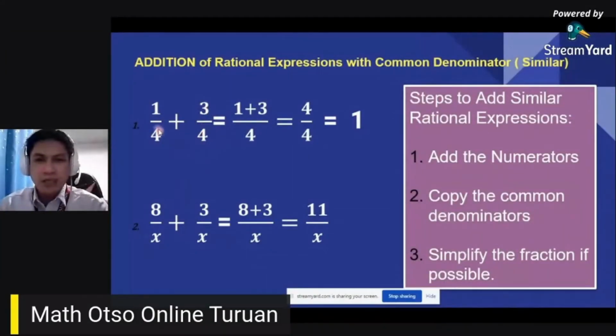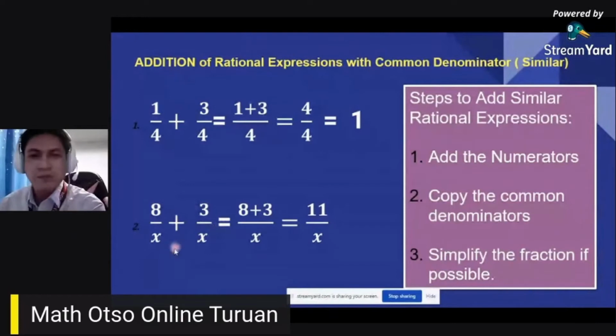As you can see, the denominators of the given fractions are similar, the same. Both are 4. So simply, if we encounter similar fractions or similar rational expressions, we just add the numerators, 1 plus 3, all over, just copy the denominator, 4. Then simplify. 1 plus 3 is 4, all over 4. So 4 divided by 4 is equal to 1. I hope you understand.